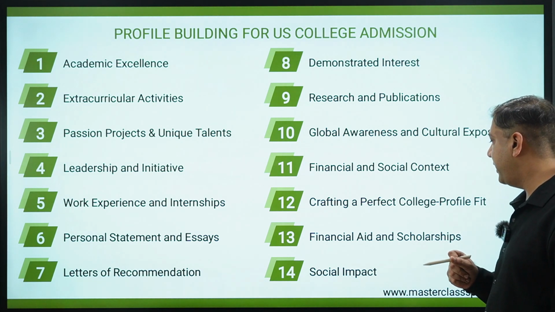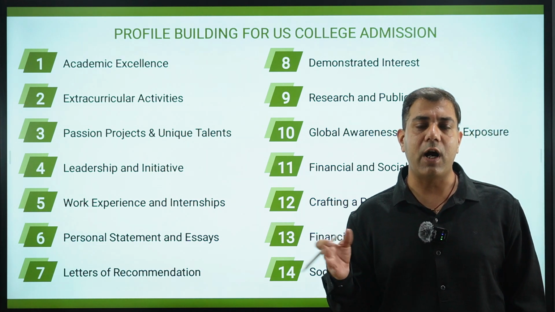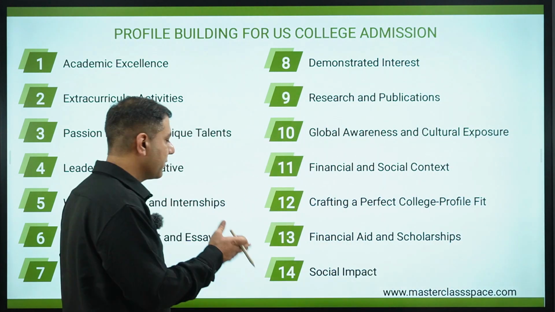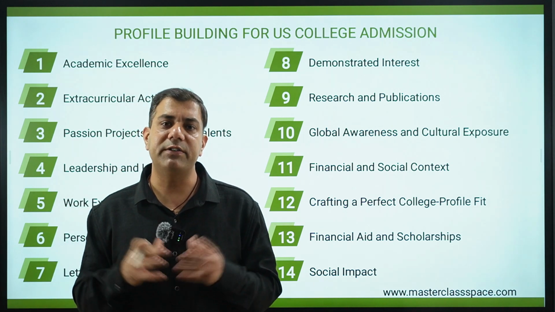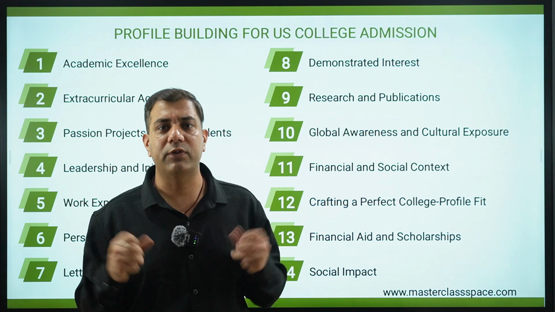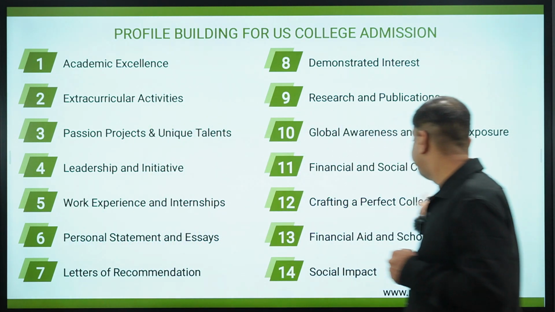13th is financial aid and scholarship, which many of the students and parents look for, how to get a scholarship. So we'll be talking about how to get a scholarship in this. 14th is social impact. The 14 points exhaustively cover the content of the profile, which makes you fit to get into some of the top-notch universities, my dear friends. Let's get started.